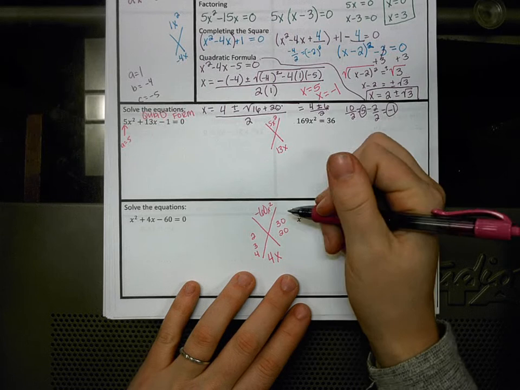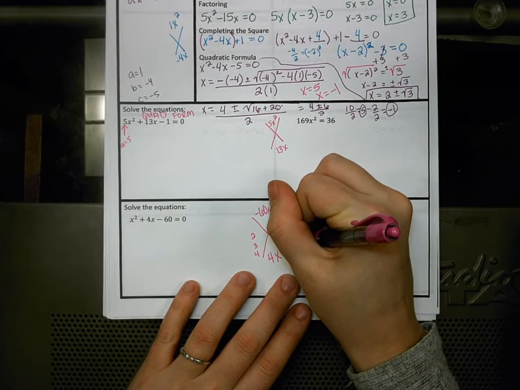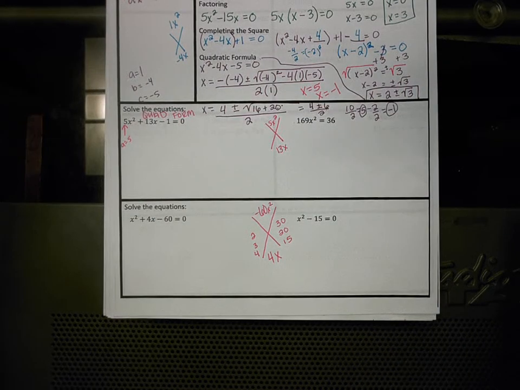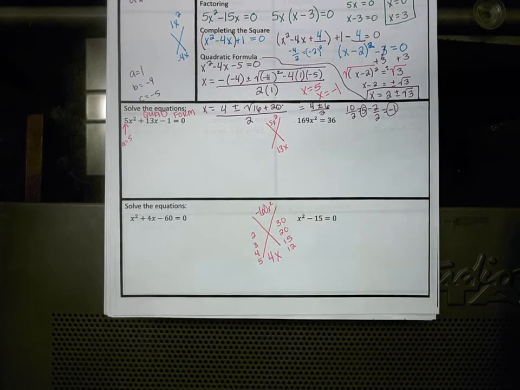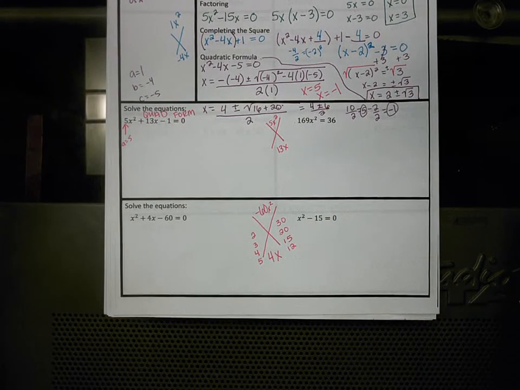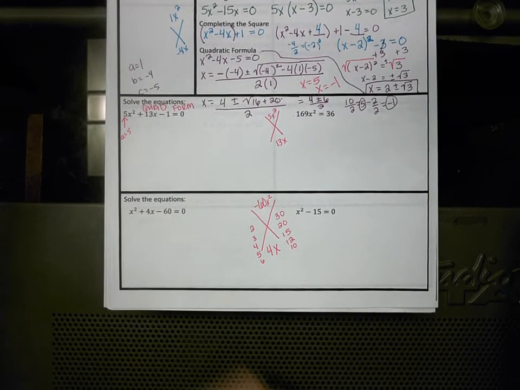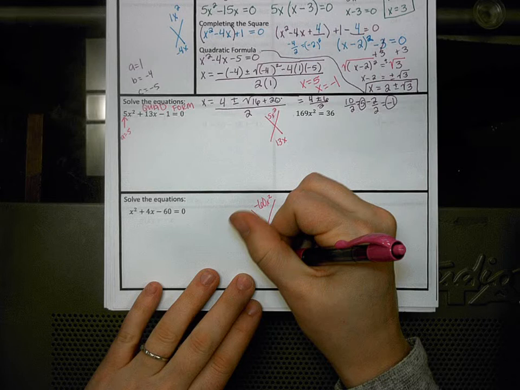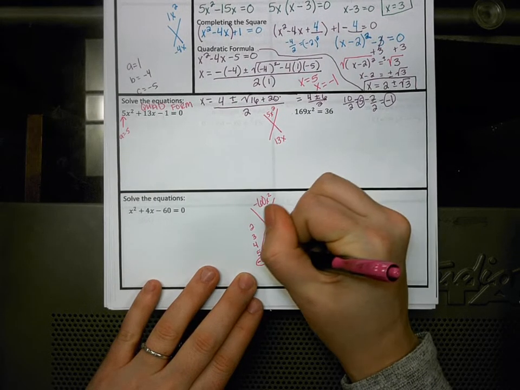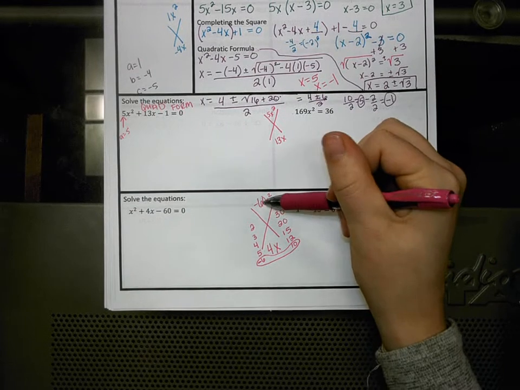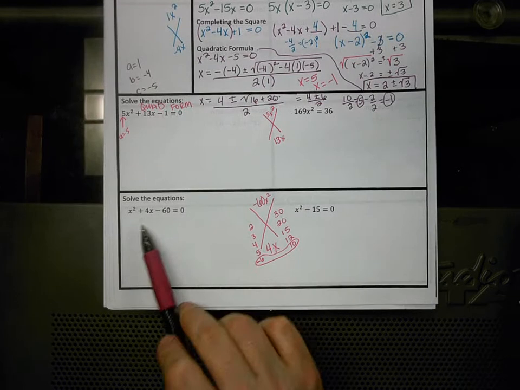4 goes into 60 15 times. Those are closer, but not quite. 5 goes into 60 12 times. Those are closer, but still not 4 apart. 6 and 10. You probably thought of 6 and 10 right away because those are easy numbers, and so hopefully you realize that a negative 6 plus a positive 10 would add to 4x, but those two numbers would also multiply to negative 60. So you can factor this one if you would like.